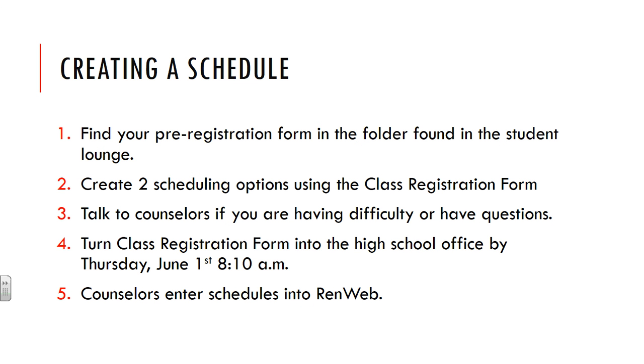You will be creating your schedule. To begin this process, you'll find a copy of your pre-registration form in the folder in the Student Lounge. This is the form you filled out in March telling us which classes you would like to take next year. So this form will show you what classes you are able to sign up for. Next, you'll use the class registration form found both on the OneDrive link that's been attached and the attachment to the registration email that you've received.